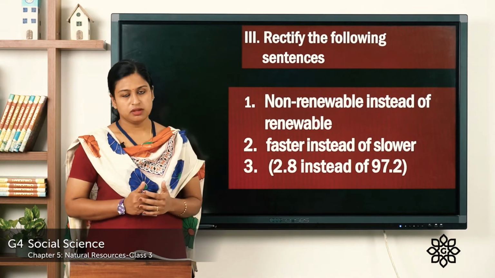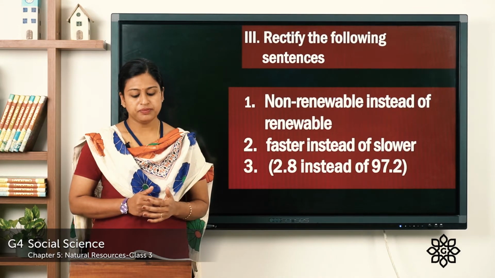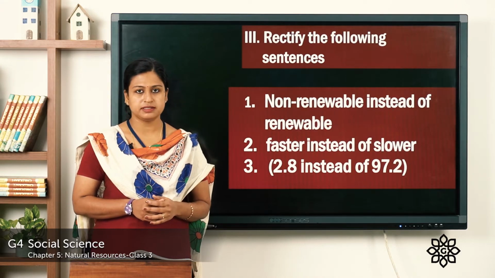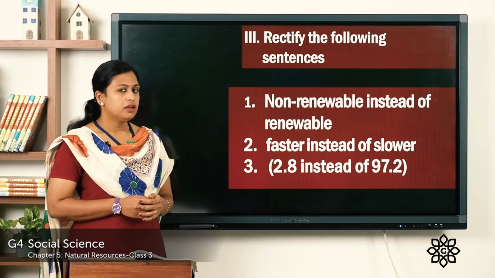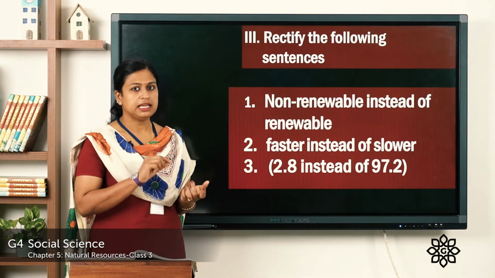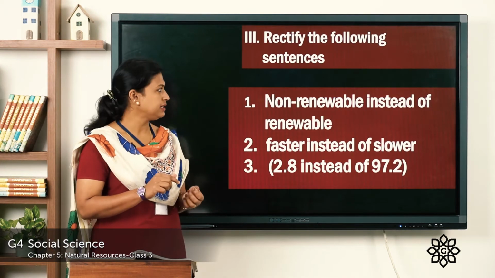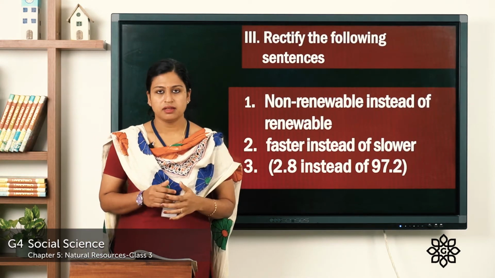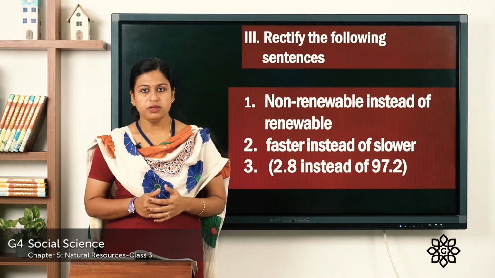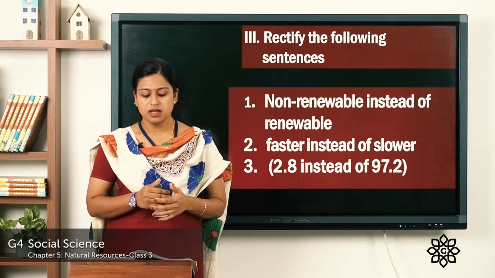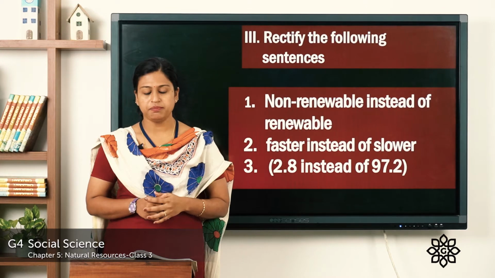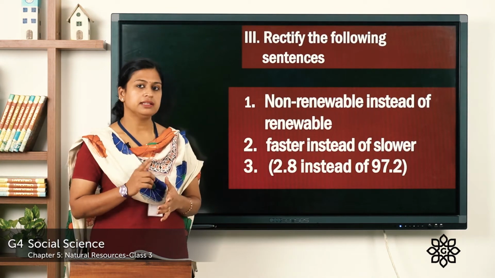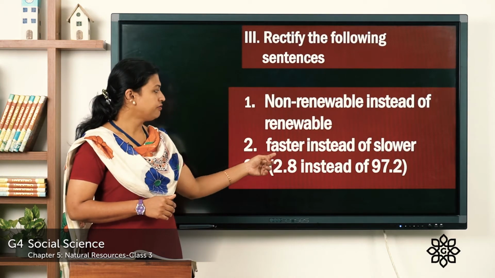So the first one is renewable resources exist in limited amounts and cannot be replaced easily. So here renewable resource is the incorrect word. You have to replace it and you have to write non-renewable. Second one, we are using up natural resources slower than they can be replaced. So here the incorrect word is slower and instead of slower you have to write faster.